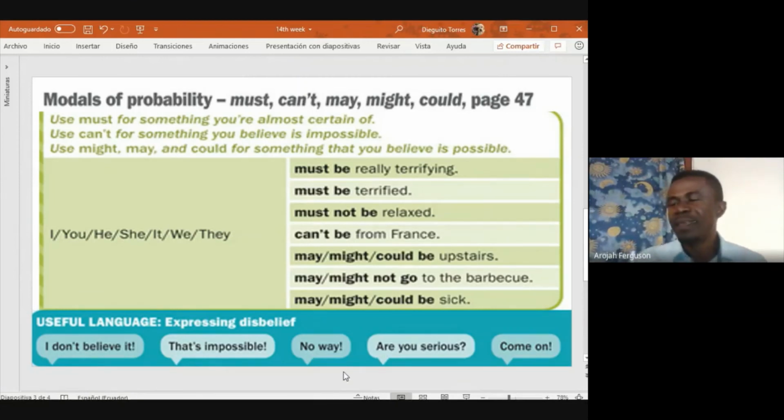The next one you have is "Are you serious?" So you tell me, "I won a lottery, $400 million." Are you serious? Okay, it's big money. So out of disbelief, maybe I don't believe you, so I ask, "Are you serious?"